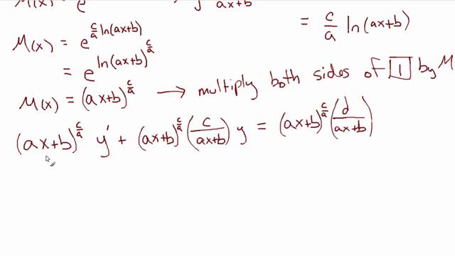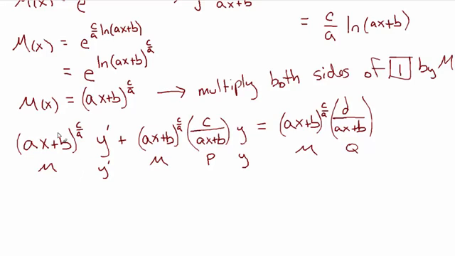Now let's just remind ourselves what each of these are so that it's really clear. This is mu times y prime plus mu times p times y equals mu times q. So that's just fitting with the method that we discussed earlier. So now we're going to simplify, and then we're going to integrate both sides.